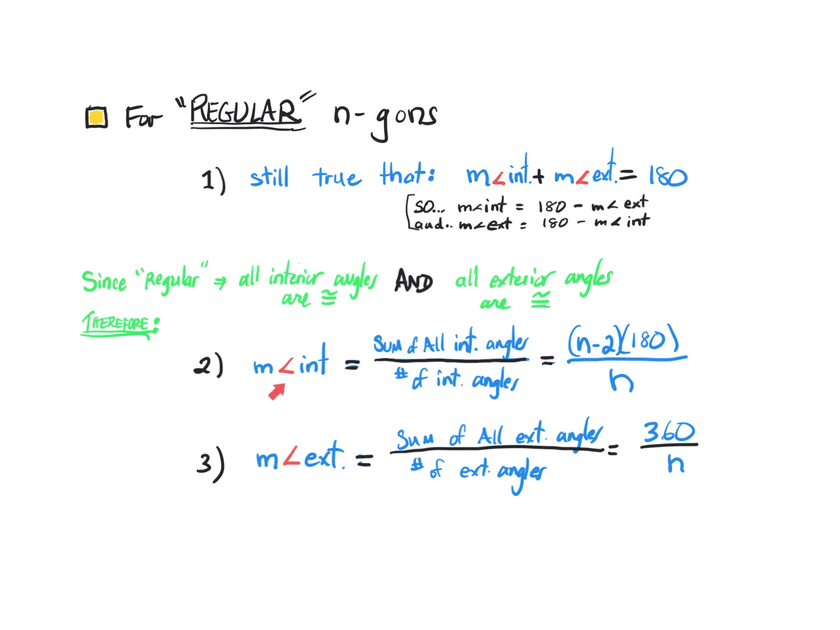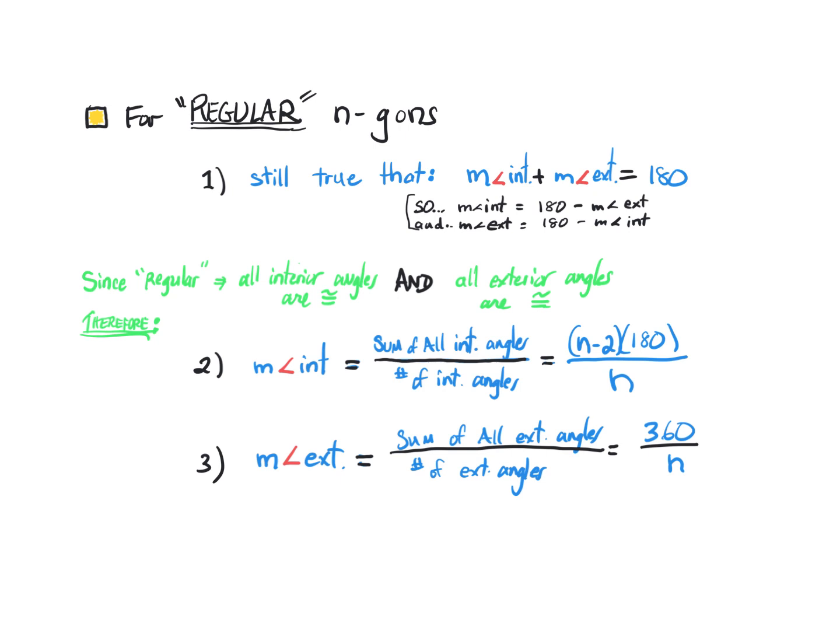So the measure of each interior angle in a regular n-gon will be the sum of all the interior angles, which uses our formula, divided by how many there are. And the measure of each exterior angle will be the sum of all the exterior angles, which we know is always 360, divided by how many of them there are.